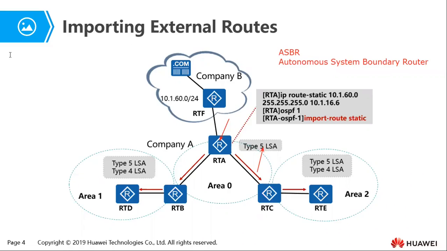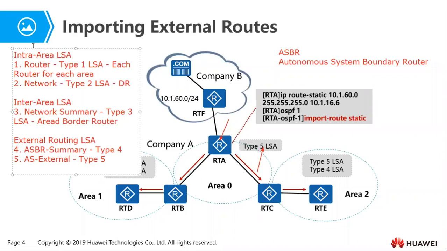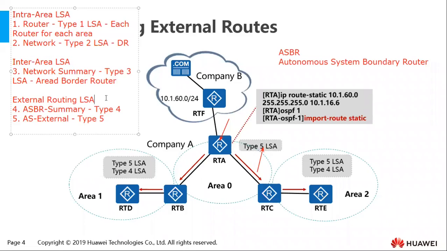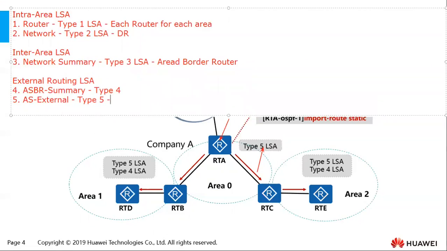Now, what is a type 5 LSA? A type 5 LSA is what we call the AS external LSA. What is the purpose of an AS external LSA? Here, what we are saying is that the router that generates a type 5 LSA is the ASBR, Autonomous System Boundary Router.